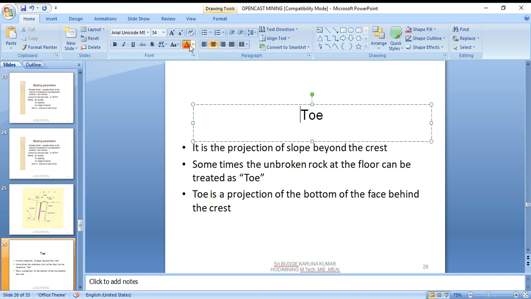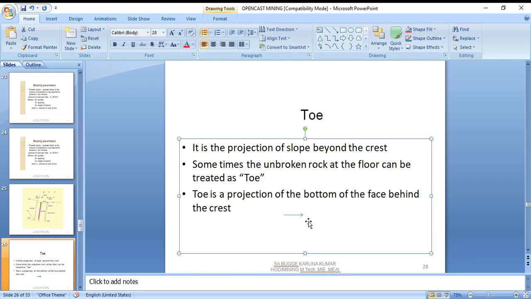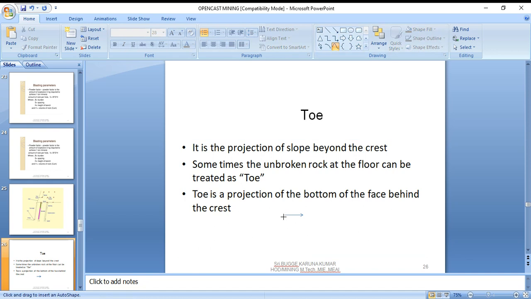This is the toe, this is the bench. Let me show you one more thing here.